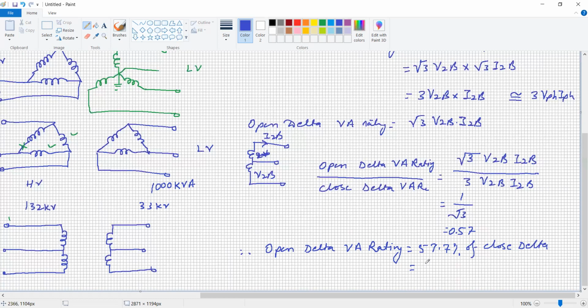So sometimes it is very important to supply priority feeders like hospitals, communication systems, and some water supply systems. So up to this limit, we can supply power to those priority feeders, even though there is a fault in the transformer. So this is called an open delta connection in the transformer. Next time we'll see the next topic of the three-phase transformer.